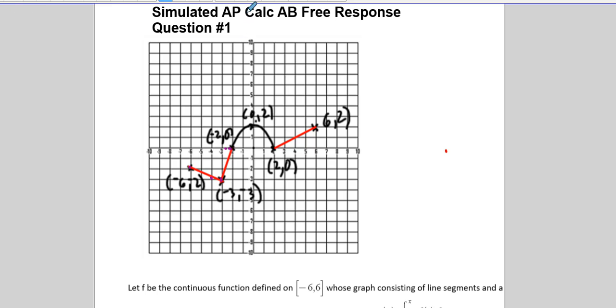Alright, so here's our sample question. We have a graph here on a coordinate axis. This point is (-6, -2), (-3, -3). This is (-2, 0), (0, 2), (2, 0), and this is the point right here, (6, 2). I should have another parenthesis there.